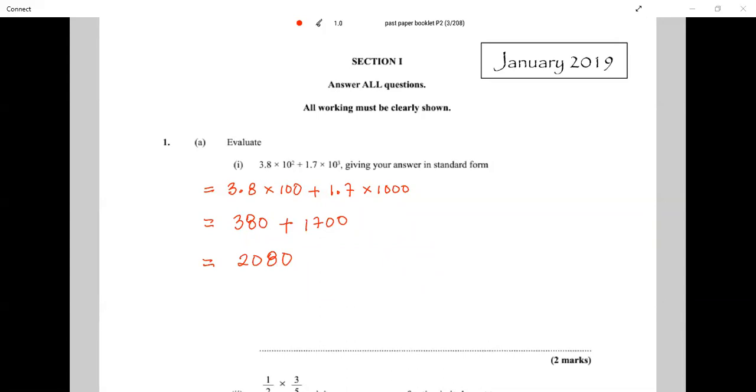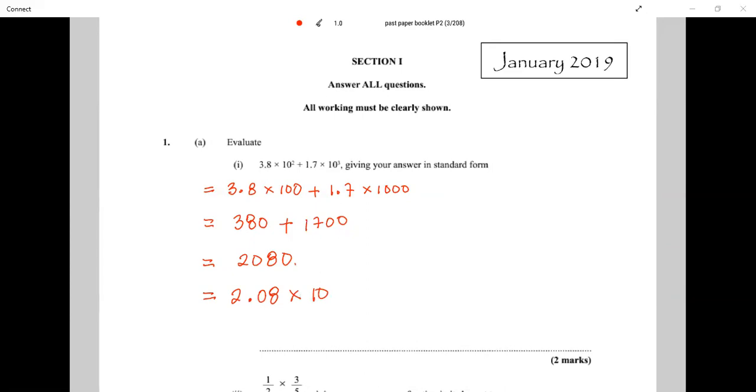Now, whenever you write a number in standard form, the decimal point must come immediately after the first significant figure. So right now the decimal point is here, after the whole number, and you need to get it between the first and the second significant figure, or immediately after the first significant figure. So this is going to be 2.08 times 10.